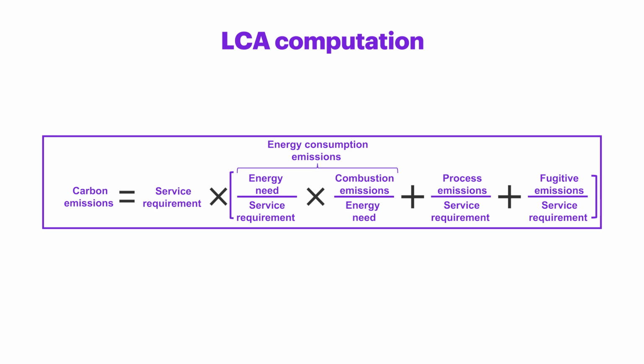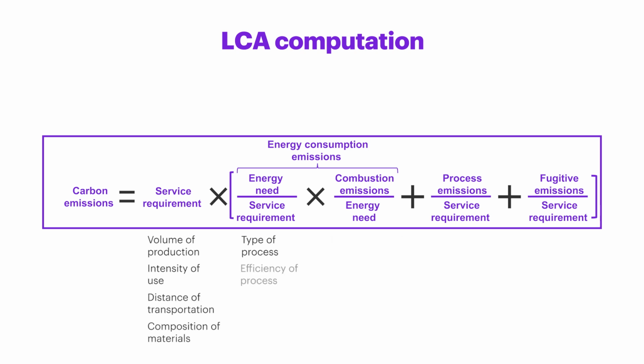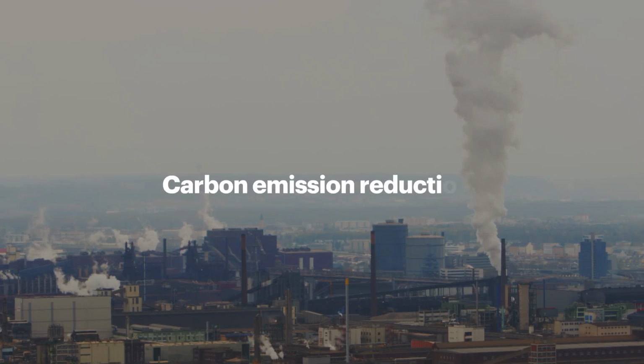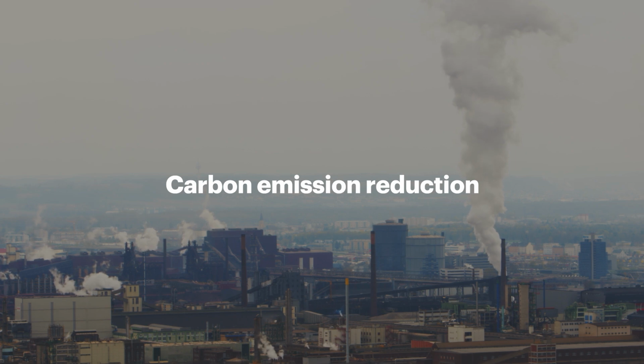Into this computation, several parameters enter into play, such as volume of production, distance of transportation, composition of materials, type and mix of energy source, or emission factor of fuels. Other parameters could affect the release of emissions, such as physical or chemical reactions, the type of processes, the equipment, or even the location. As mentioned, uncertainties around emission factors have a wide range of variability, and boundary conditions are key to optimizing carbon emissions reduction.